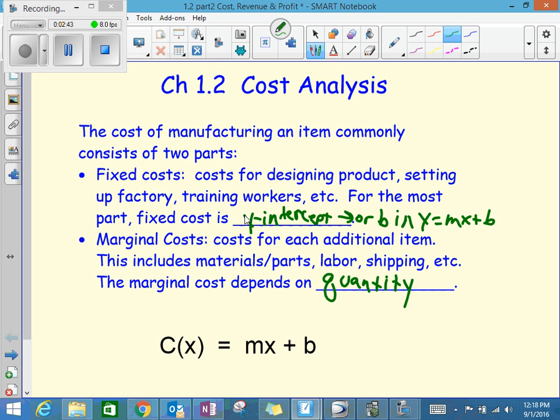How many cookies, etc. So if we're looking at an mx plus b equation, if the b is the fixed cost, what do you think would represent the marginal cost? The m, right? Because it's the m that is being multiplied by how many you're making, right? So the b is what happens when you just begin manufacturing. The m is what you're having to pay for every item you make.